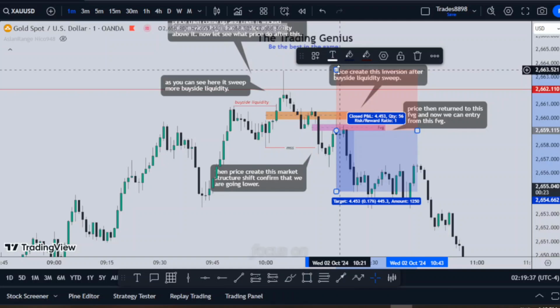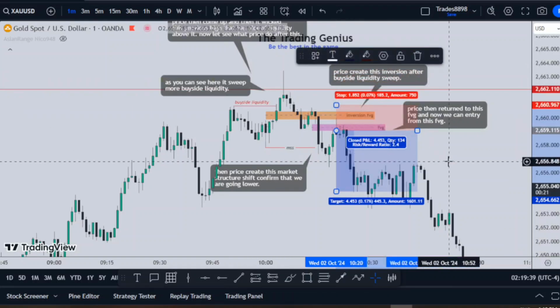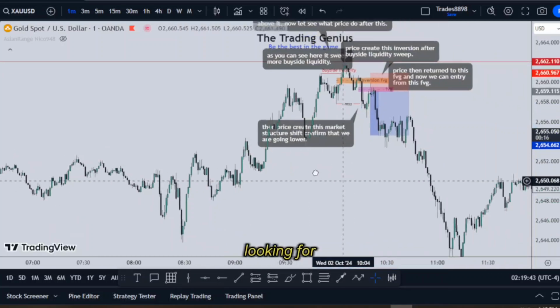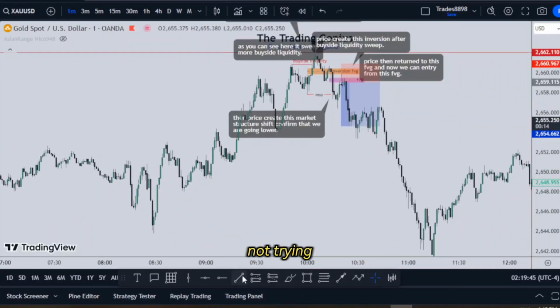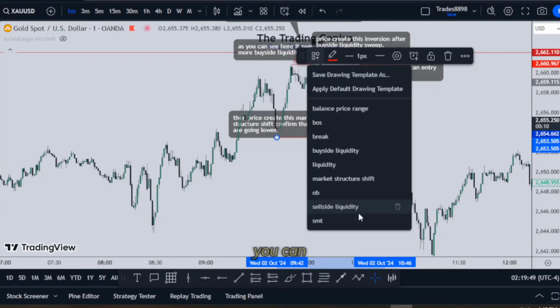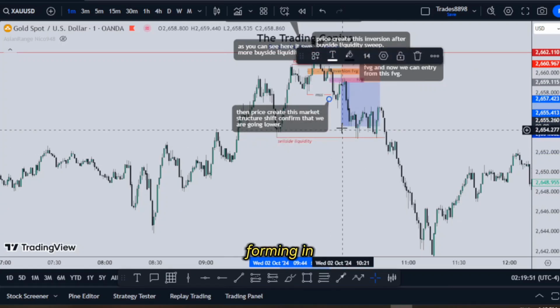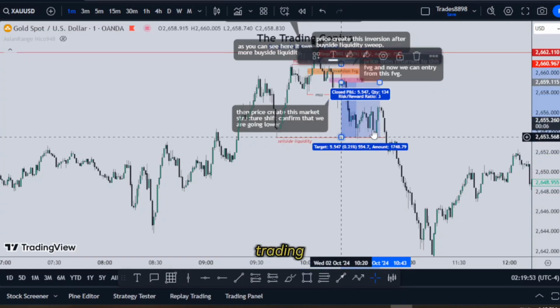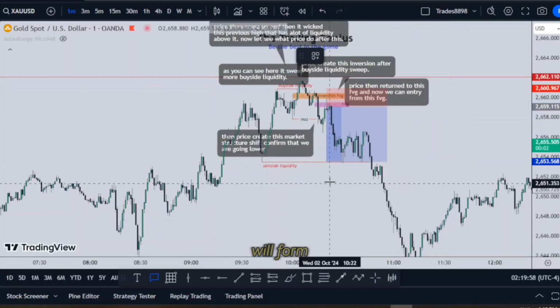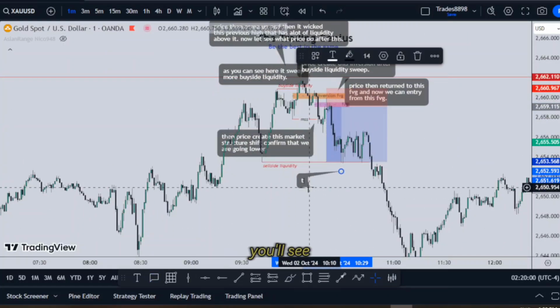But you focus on one side of the range. If you're bullish, you're looking for the low of the day to form. If you're bearish, you're looking for the high of the day to form. You are not trying to be perfect and time it. You can anticipate it forming in that first hour of trading. So from 9:30 to 10 o'clock, your high or low will form. Majority of the time, you'll see that form in the first 30 minutes. Sometimes in the first few minutes.